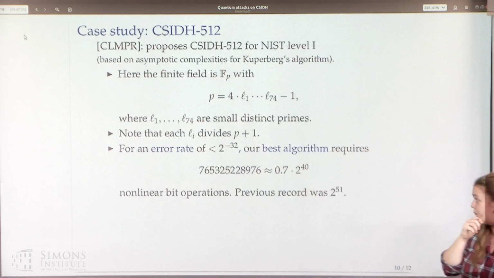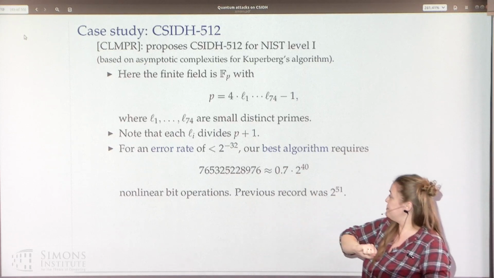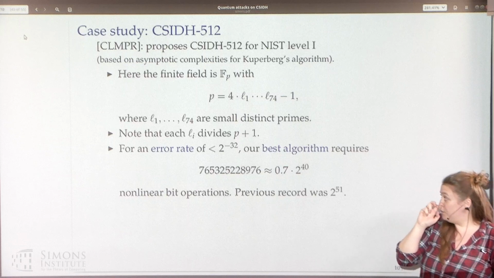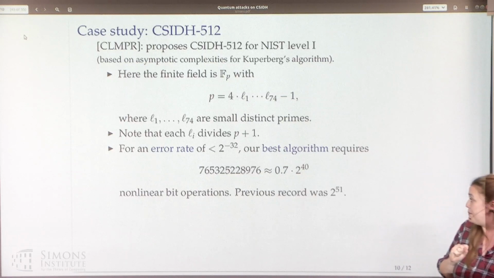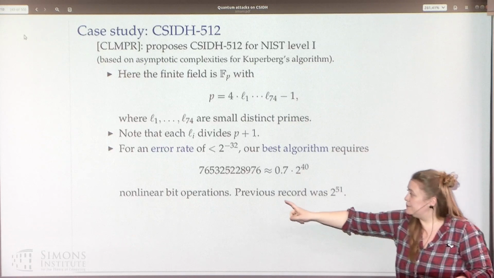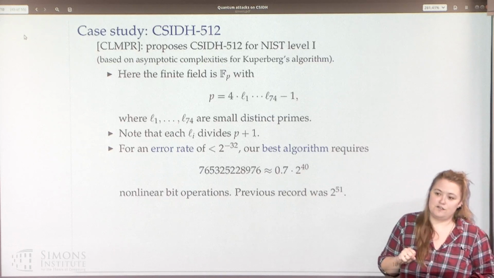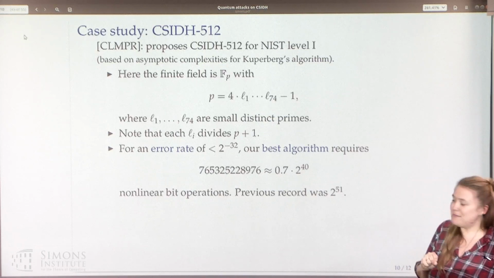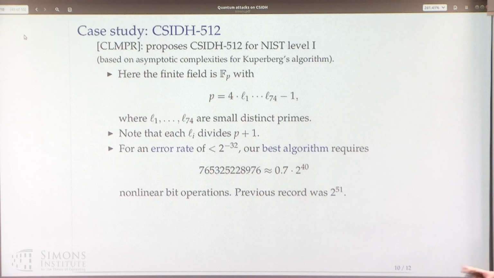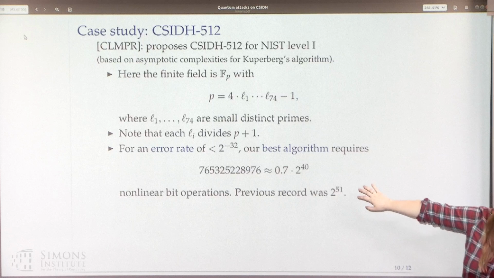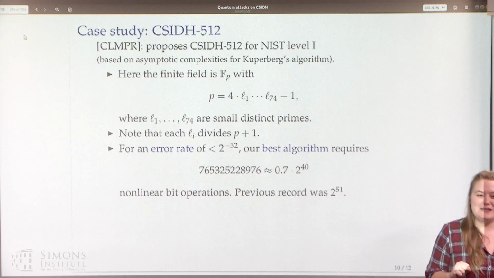Okay, so what's the number that we get? Well, we do look at some different error rates, but just to pick one, for an error rate of wanting less than 2 to the minus 32 errors, our best algorithm in our paper requires this specific number of nonlinear bit operations, which is just a little bit less than 2 to the 40. So this is what I mean by expensive. It's quite expensive. So we really did try. I promise we tried. Because the previous record was 2 to the 51, so we got somewhere between 11 and 12 bits better.